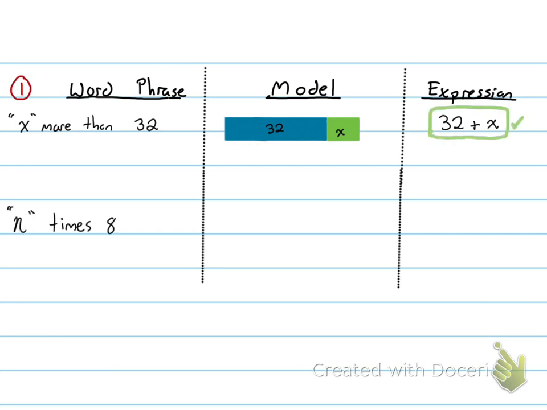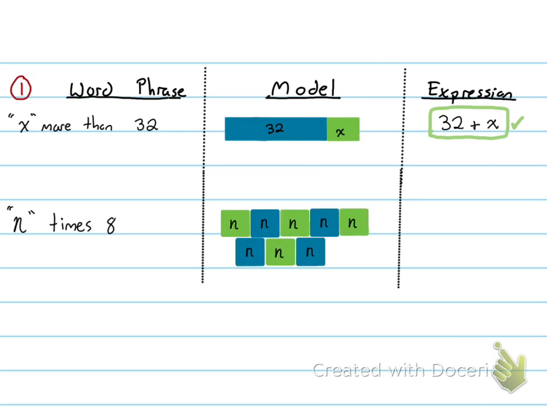The next one that we'll look at is n times 8. That means that I'm going to write n 8 times. And in algebra, we'll represent that with multiplication, 8 times n, or 8n. Normally, if we use multiplication, we don't have to put the multiplication sign down.